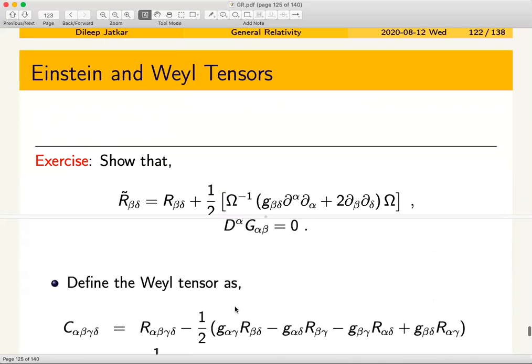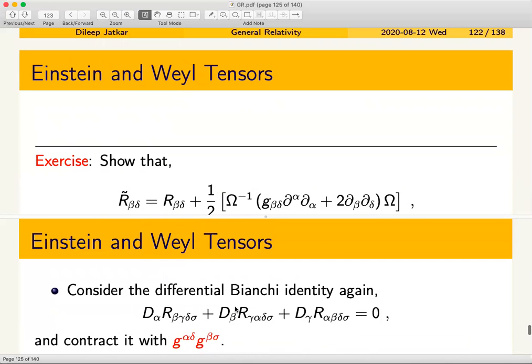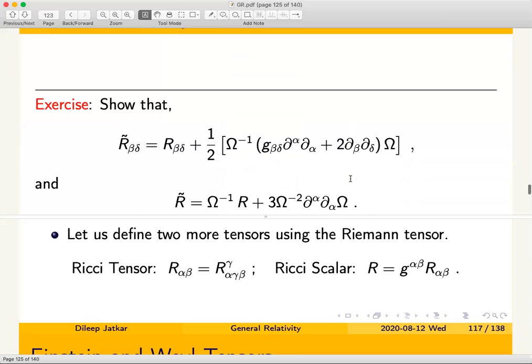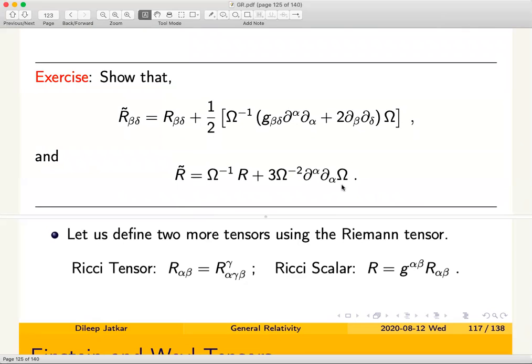Now let's go back to the definition of tensors. The Ricci scalar is defined by contraction of the indices of the Ricci tensor, but remember the Ricci tensor, as far as the scale factors are concerned, does not scale. But the Ricci scalar does, because g inverse scales as omega inverse. So therefore the Ricci scalar transformation property should be R tilde goes as omega inverse R plus a quantity which goes as omega to the minus 2 times some derivative of omega, which is precisely what we get. So that is what we should get when we do this computation.